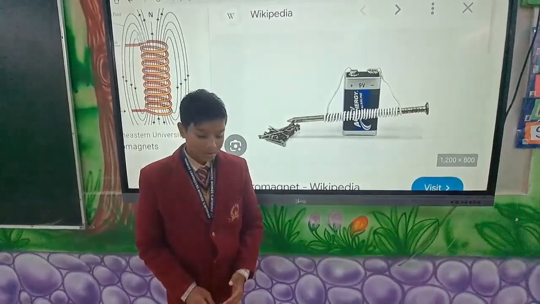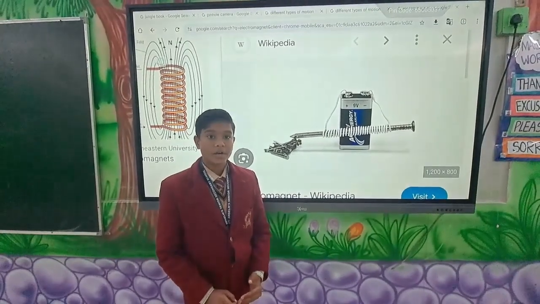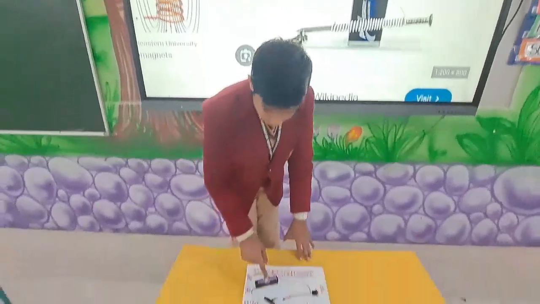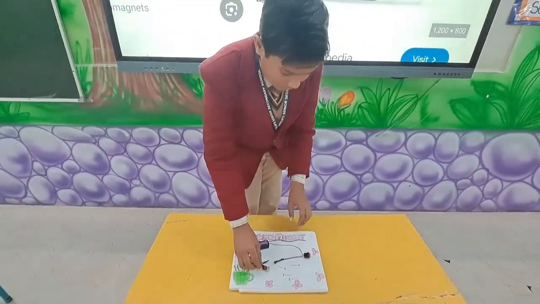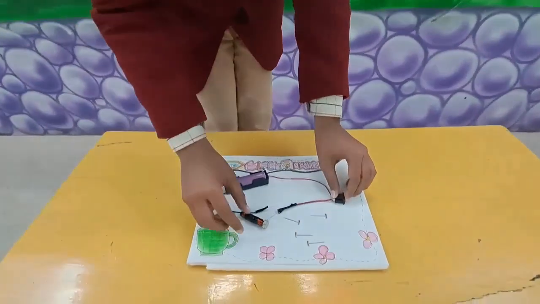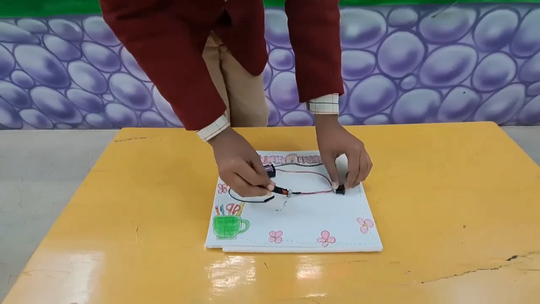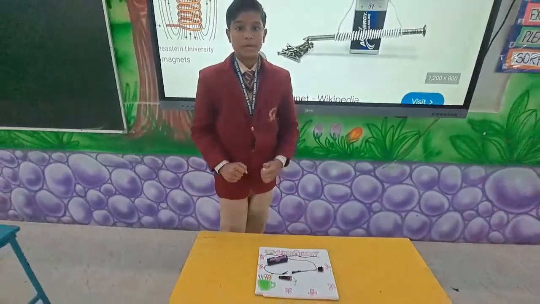Let me tell you how they work. When an electric current passes through the coils of wire, it creates a magnetic field which attracts iron material. It is a source of electric energy and it is a core of iron. When we switch on, current passes through the coils of wire and it attracts material. When we switch off, it does not work because the current stops flowing.